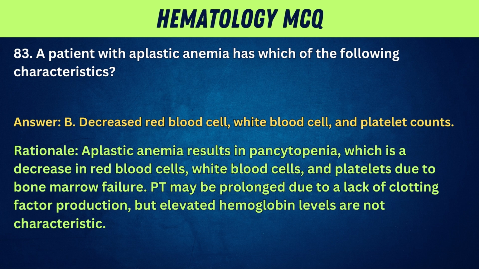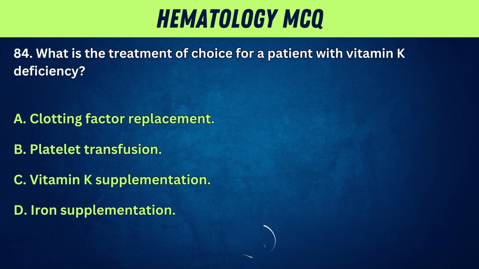Rationale: aplastic anemia results in pancytopenia, which is a decrease in red blood cells, white blood cells, and platelets due to bone marrow failure. PT may be prolonged due to a lack of clotting factor production, but elevated hemoglobin levels are not characteristic. 84. What is the treatment of choice for a patient with vitamin K deficiency?